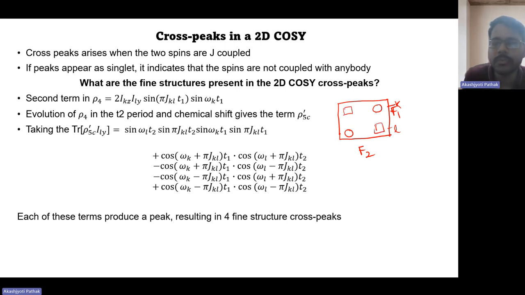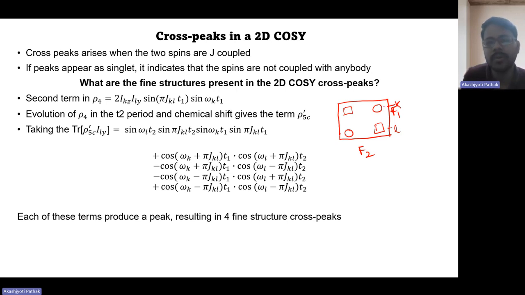If you look into these peaks in more detail, are there any fine structures present in the peaks in the diagonal and in the off diagonal? We just discussed the fine structures present in the diagonal elements, and we said they have in phase dispersive line shapes. But what are the fine structures present in the cross peaks of the 2D COSY?